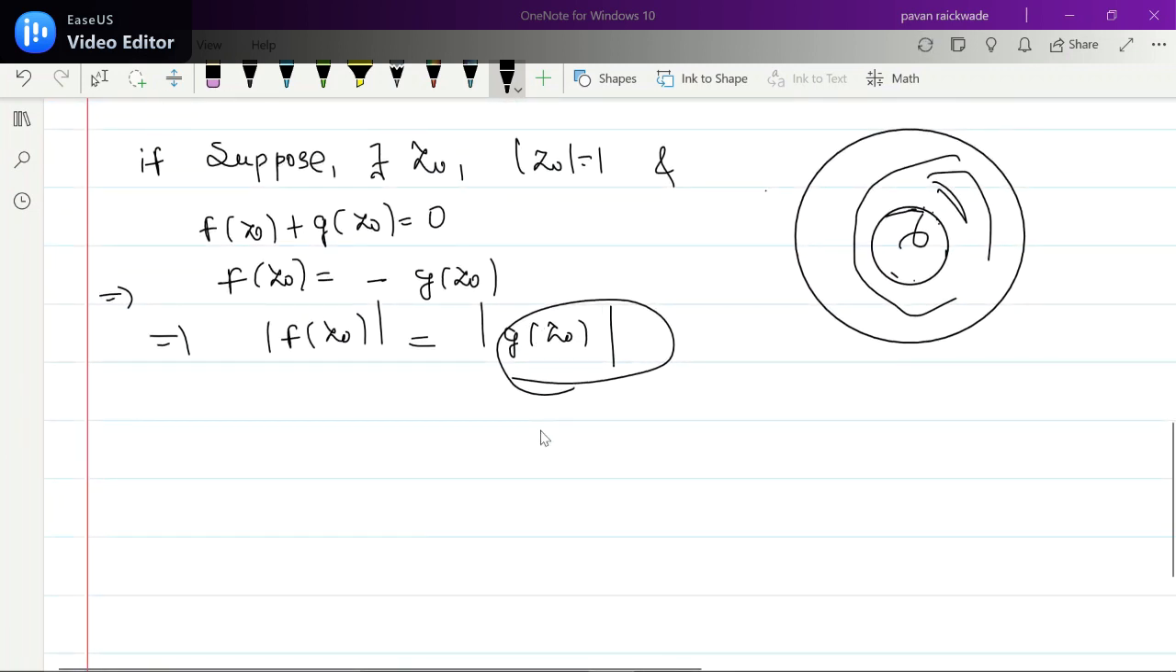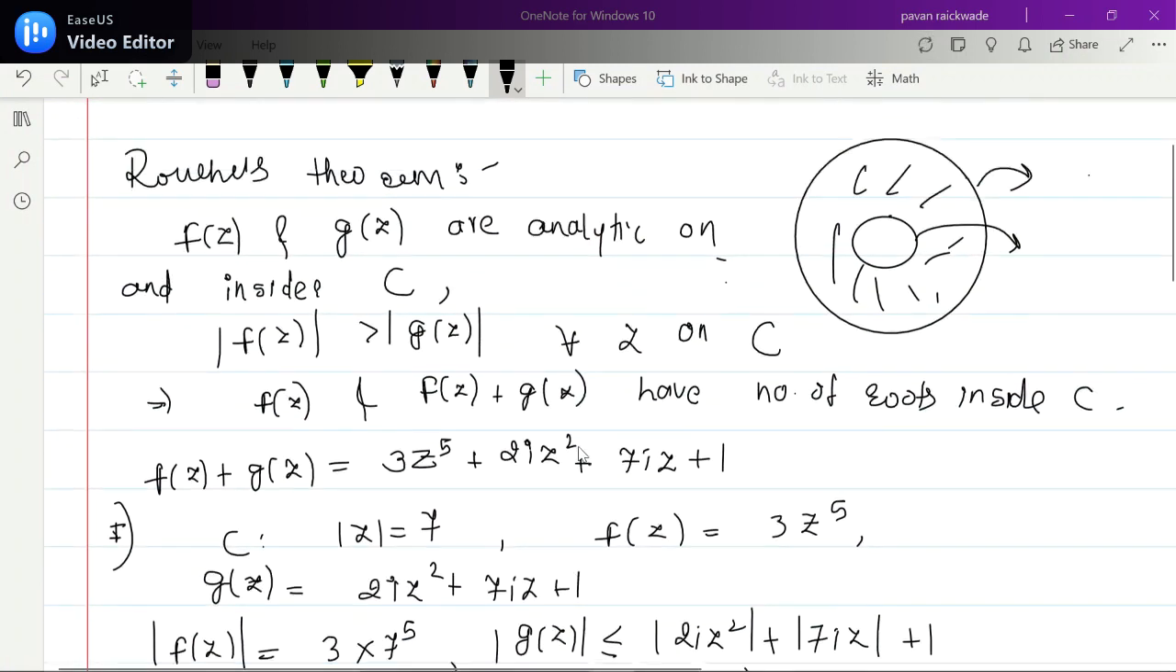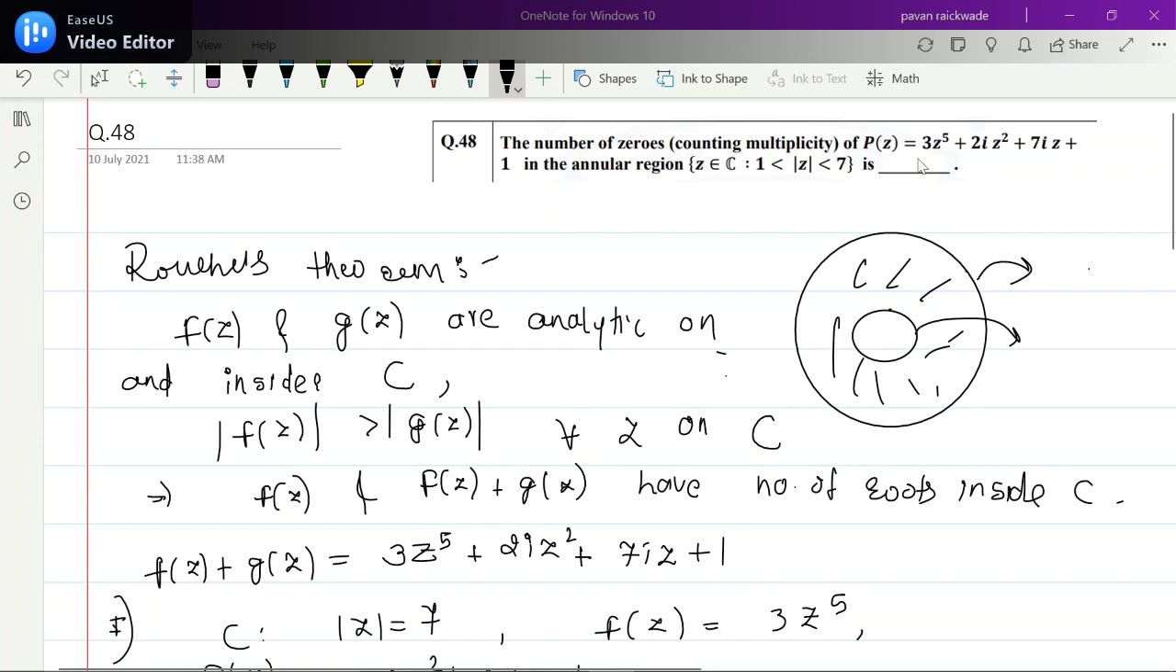Hence, every root which is outside mod z strictly less than 1 is in the annular region. So we are through. The answer to this question is 5 minus 1, 4. Okay. So let's move on to the next question.